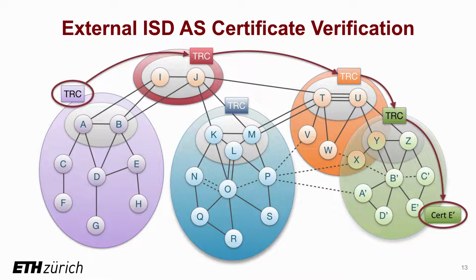So again, notice that any networking path will enable such verification. Also, multiple paths can be used to verify these TRCs. In this example, the blue TRC can be used in addition to verify the orange TRC.